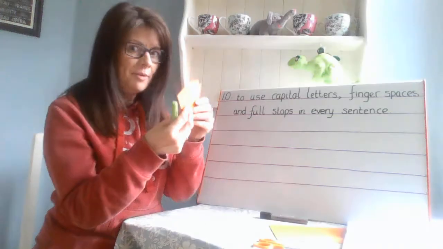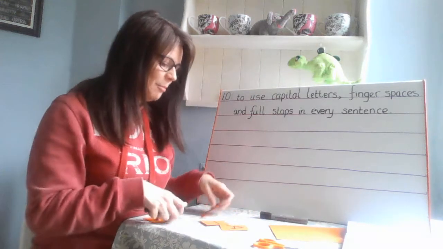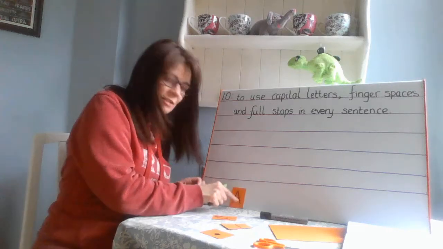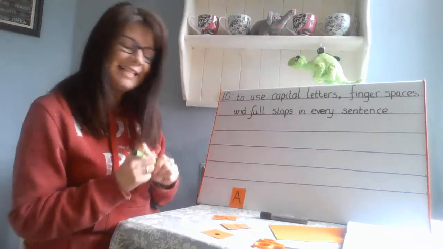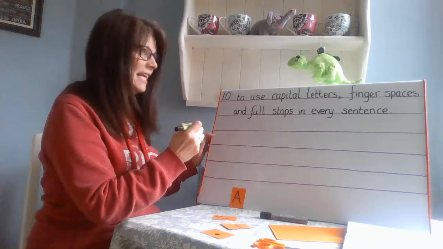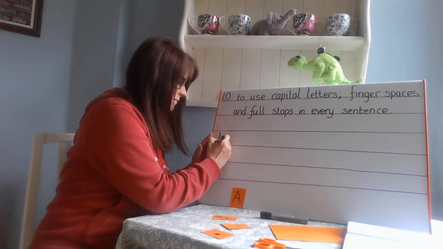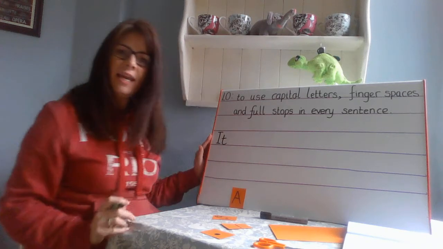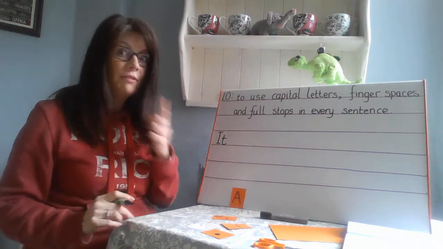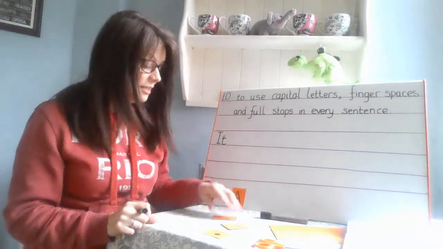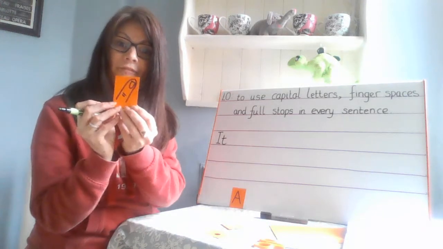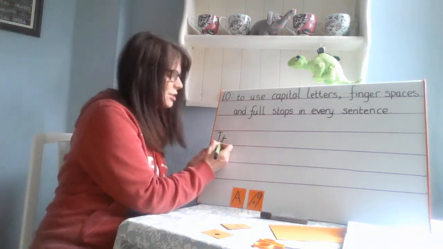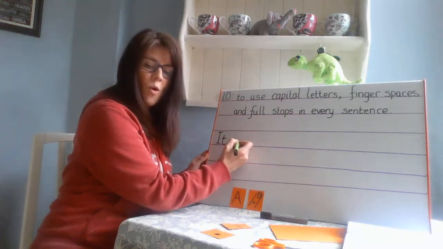Oh, I must remember my prompt cards. So my sentence has to start with the capital letter. There to remind me. It. Capital I. It's my first word. It. Oh, now hang on a minute. I've done my first word, so now I need a finger space. I can put my finger down, or I could just jump across.